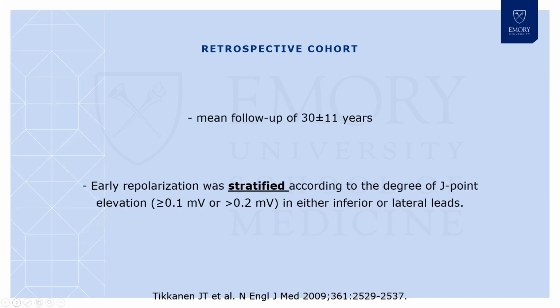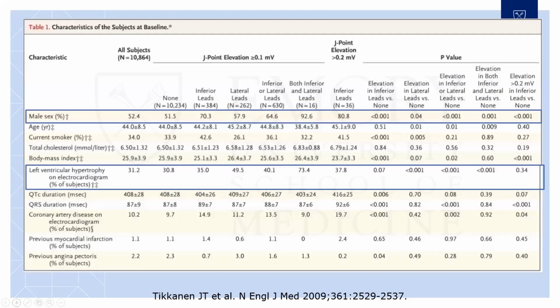The mean follow-up was 30 years, and they stratified early repolarization according to the degree of J-point elevation, meaning more than 0.1 or 0.2 millivolts, and either inferior or lateral leads. That's because the authors were trying to find a specific subset of patients that potentially had higher risk of arrhythmias than others. So this is what they found.